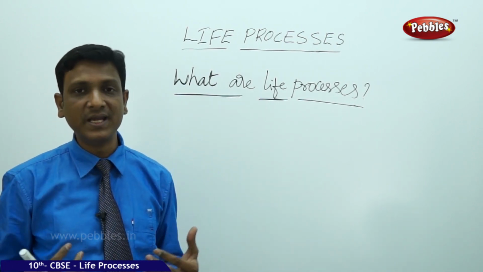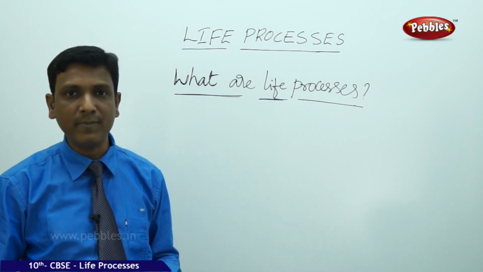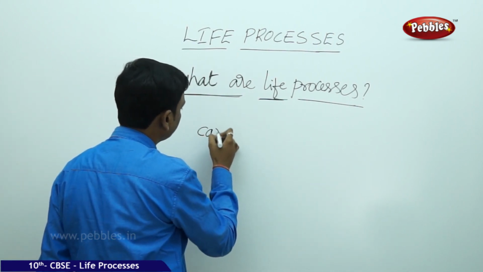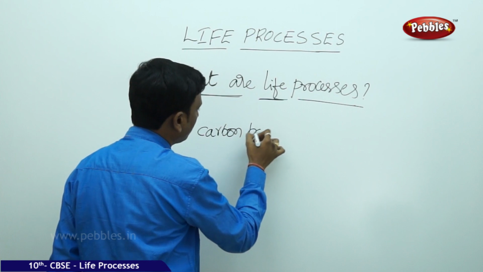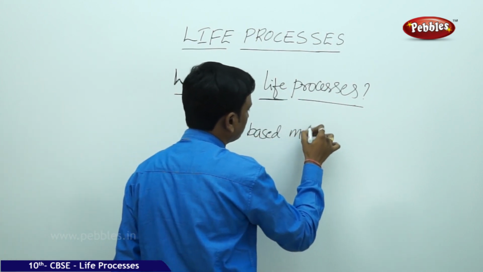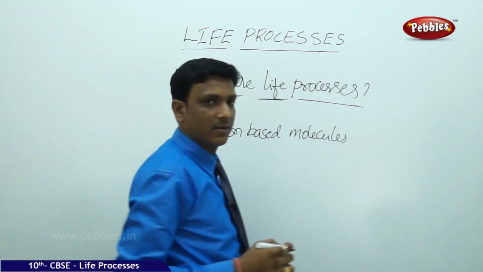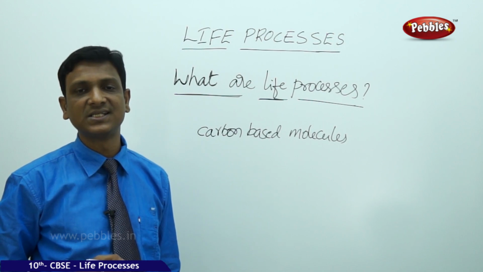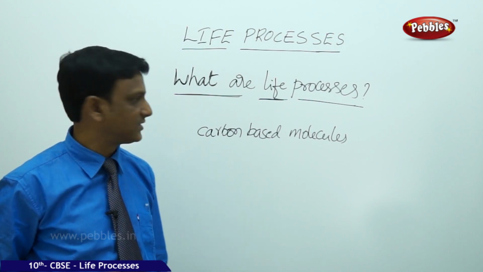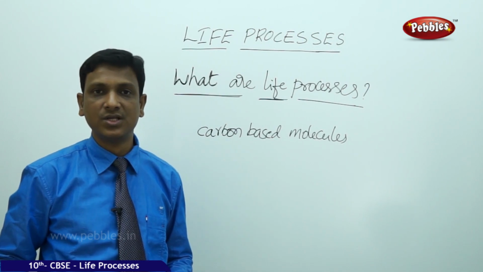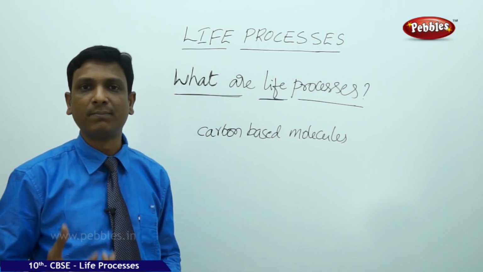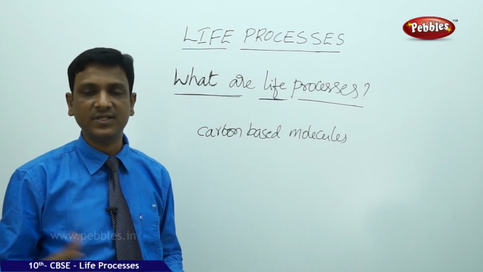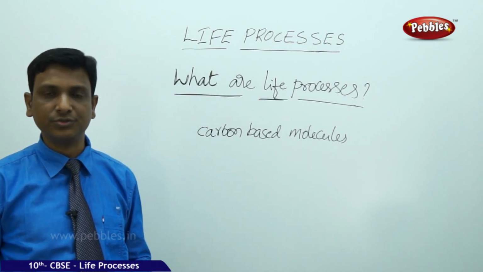Most of our systems, many parts of our body and cells are made up of or built up of carbon molecules, carbon-based molecules. Hydrocarbons, fats, proteins, amino acids, and carbohydrates. All these are carbon-based molecules. So we need a continuous supply of carbon-based molecules from the environment. So this is done by the process of nutrition.